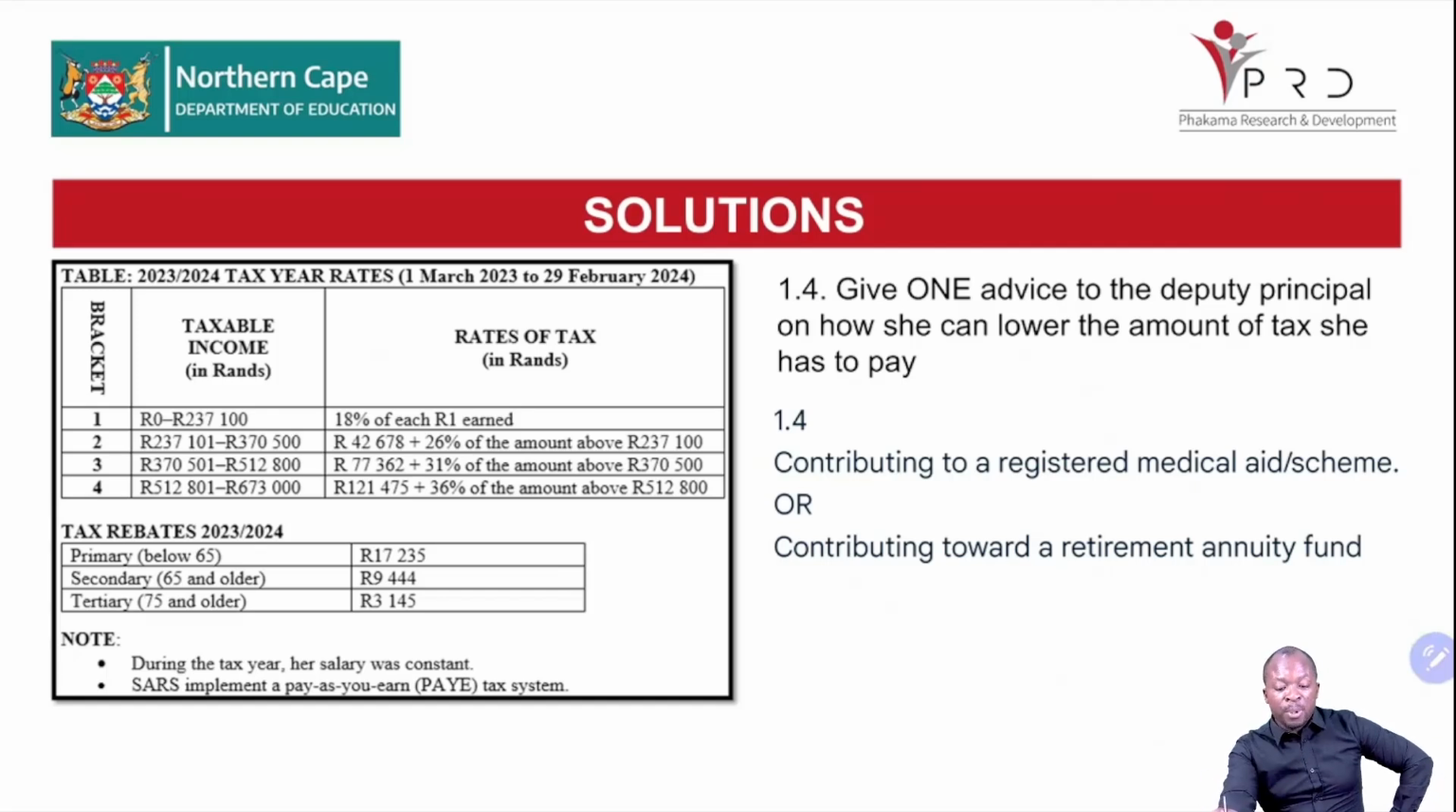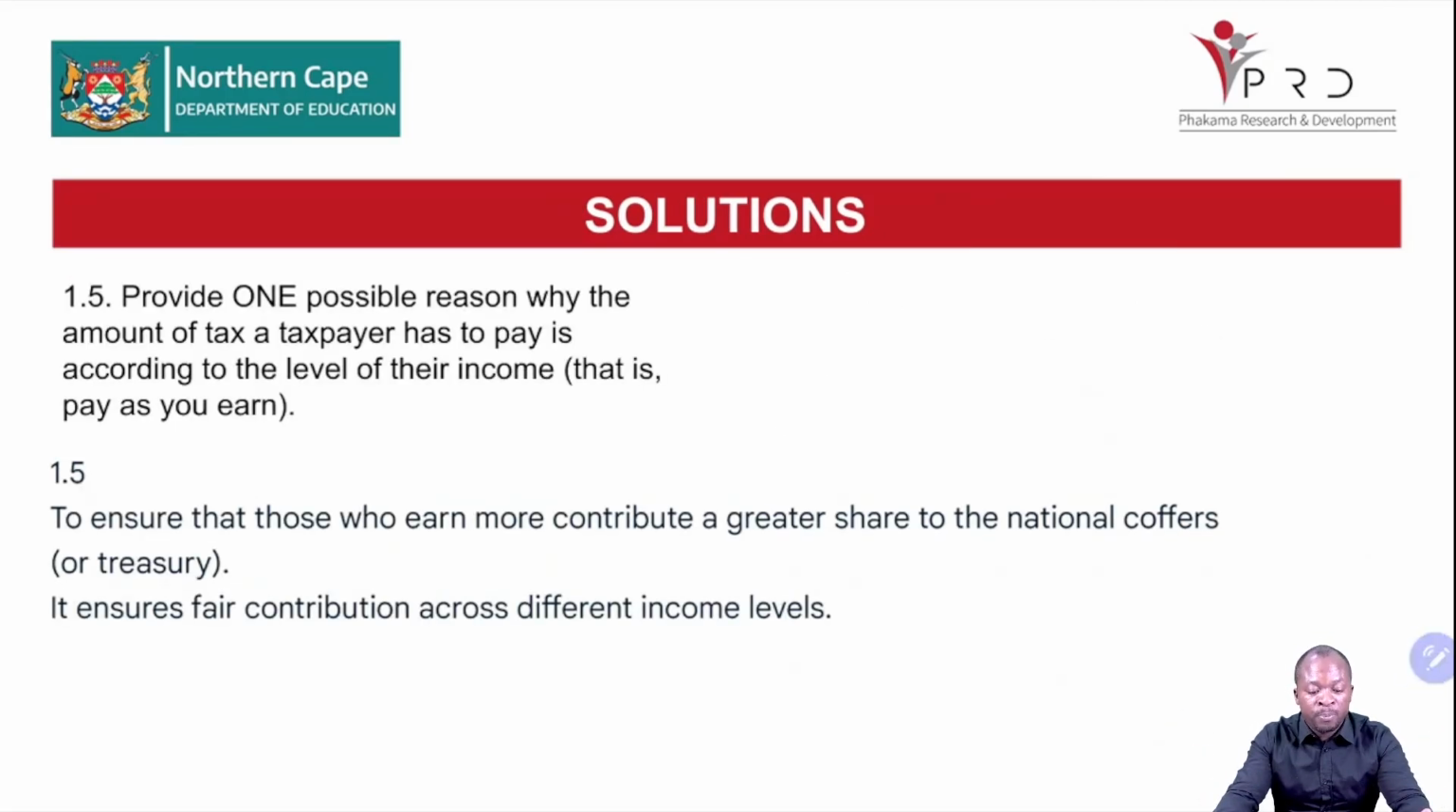Now let's go to 1.4. They wanted you to find out how the deputy principal can reduce the amount of tax she pays. So she can just register for medical aid because she will get the medical tax credit back. That's one of them. Or she can save towards a retirement annuity. She will pay the tax later on, but in the end, from the beginning, it will reduce the tax that she has to pay.